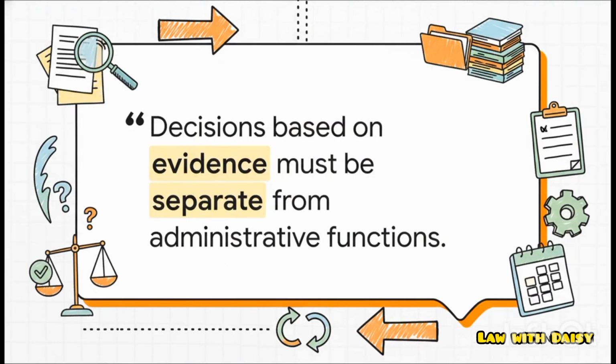This right here, this quote really captures the core principle from Section 3. The person who weighs the evidence and decides if someone is guilty should absolutely not be the same person who handles the administrative side of things. It creates a critical check and balance right inside the system itself.